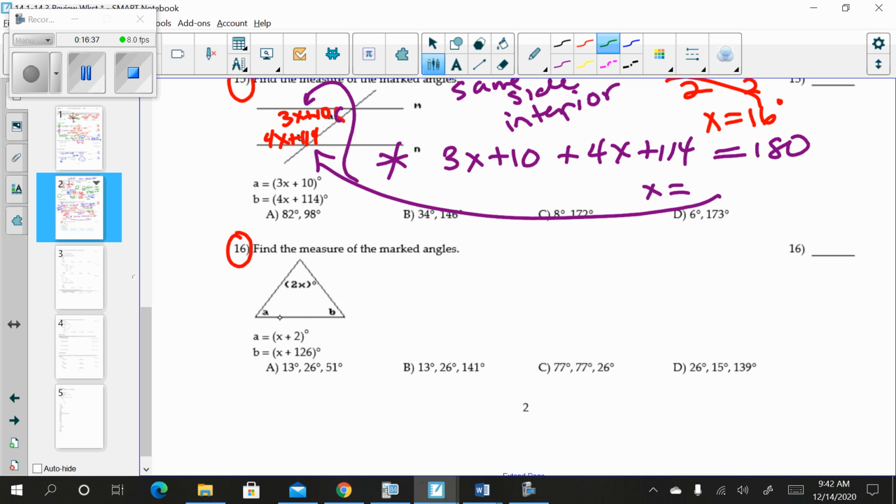So they want you to find the A, the B, and the C. They're telling you some expressions. So they put the 1 up here. This is 2x. A down here is x plus 2. And this one is x plus 126. Do not assume that these things are to scale.